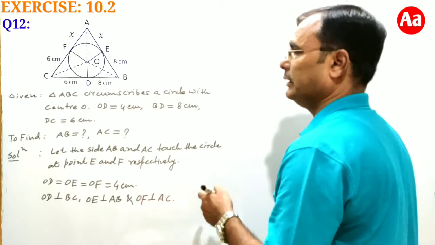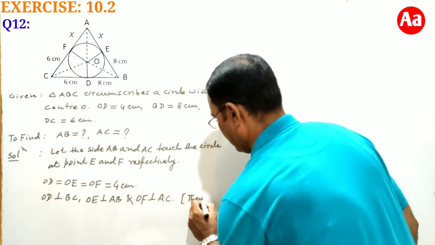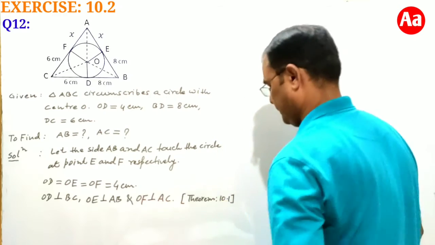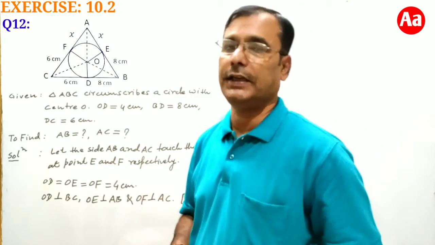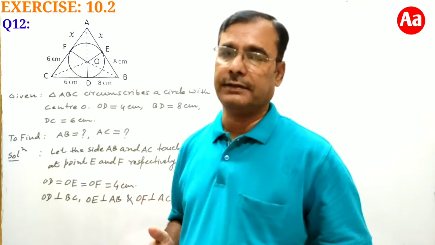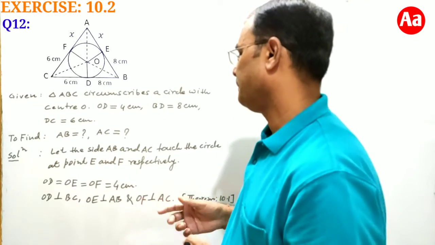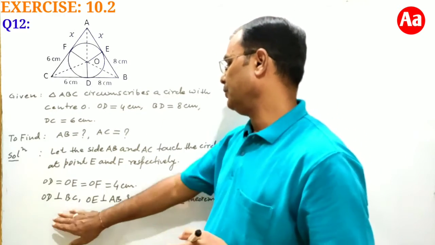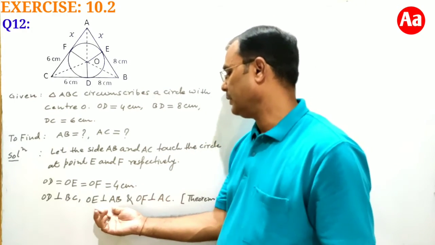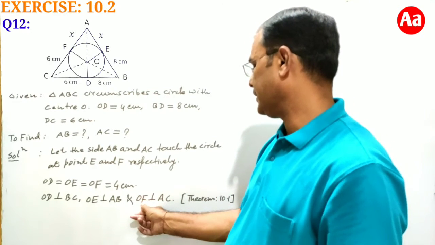according to theorem 10.1. Theorem 10.1 is the tangent at any point of a circle is perpendicular to the radius through the point of contact. So OD, OE and OF are radii of the circle. So therefore OD is perpendicular to BC, OE perpendicular to AB and OF perpendicular to AC.